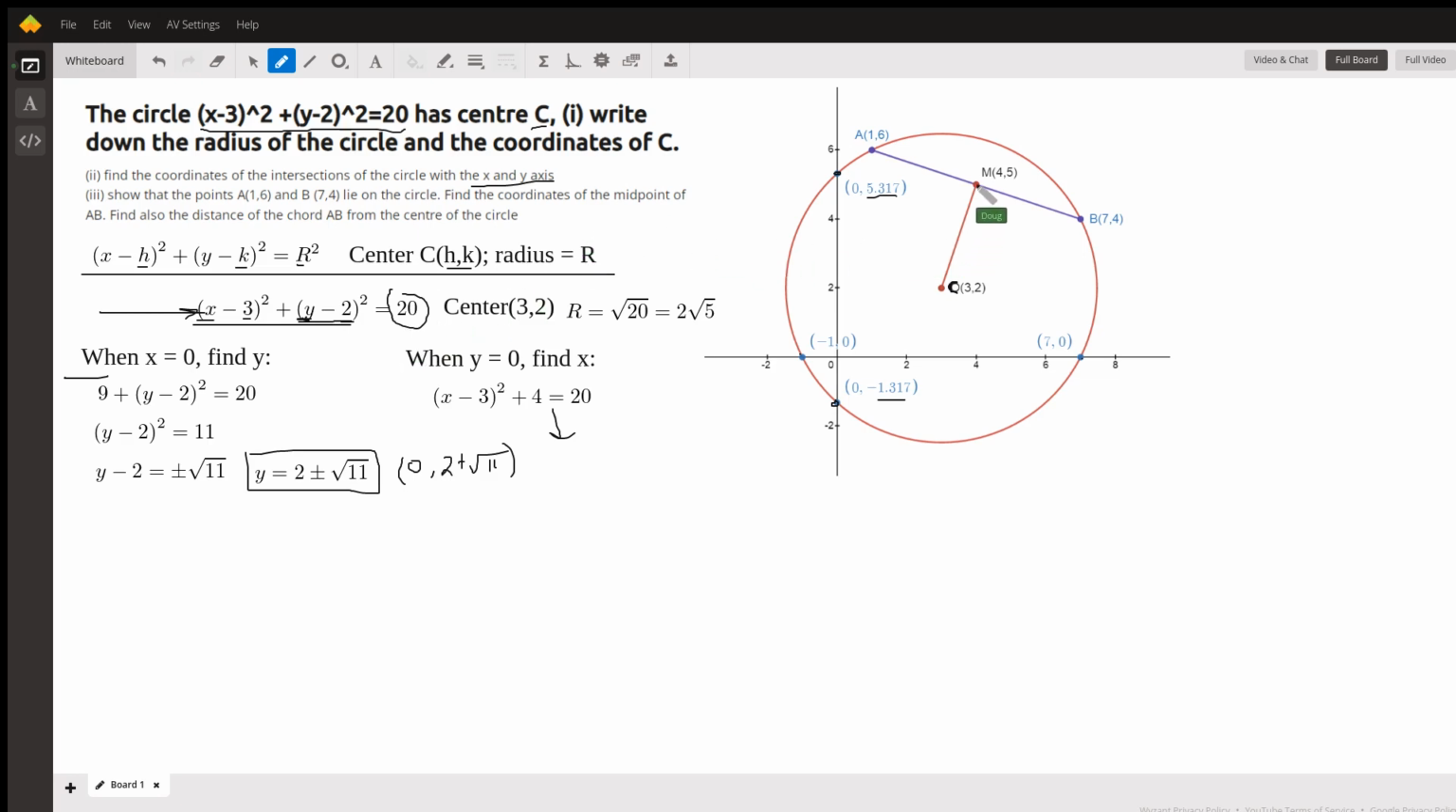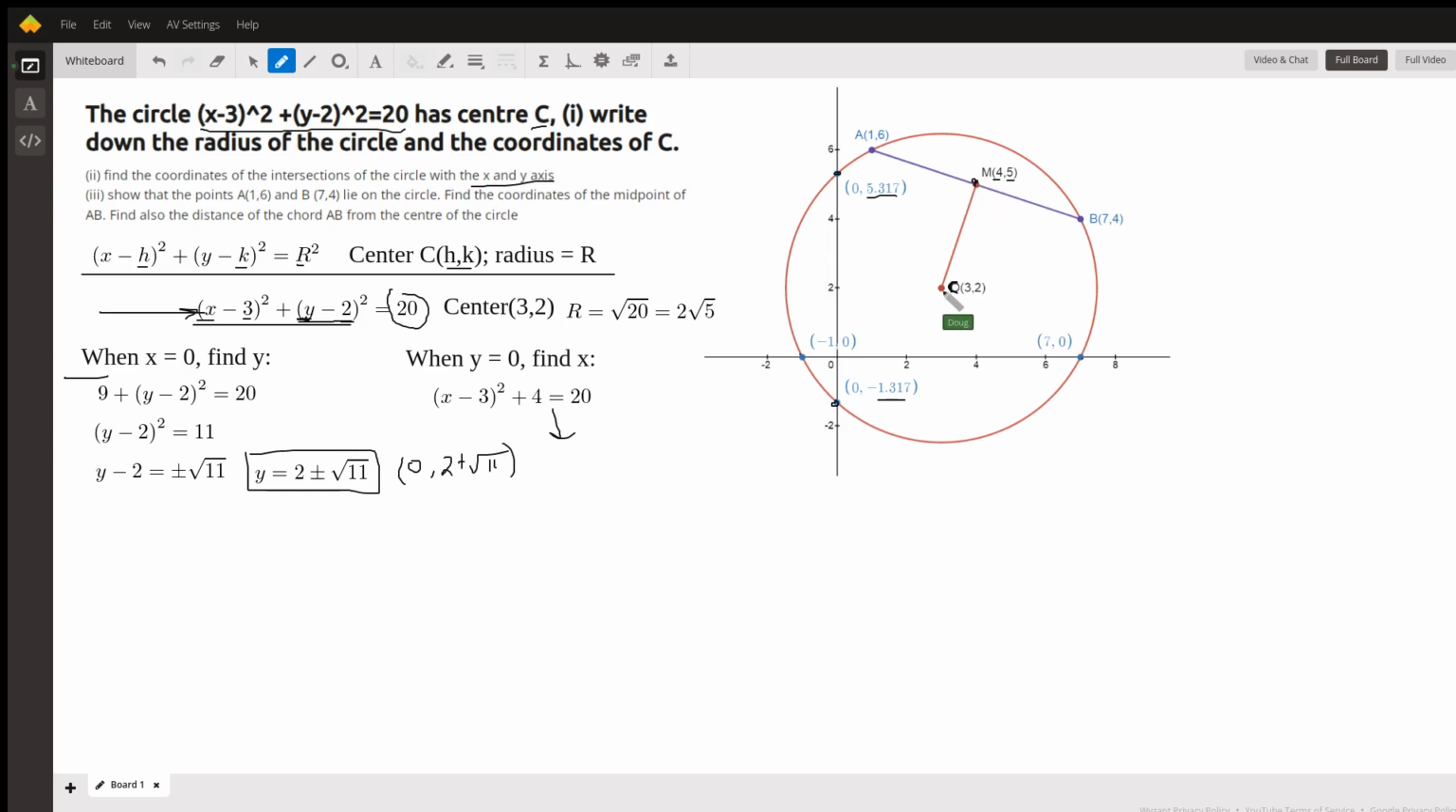And finally, to get the midpoint of segment AB, use the midpoint formula. Average of the x coordinates, average of the y coordinates. So 1 plus 7 is 8, divided by 2 gives you the 4. 6 plus 4 is 10, half of 10 is 5. There's the midpoint of segment AB.